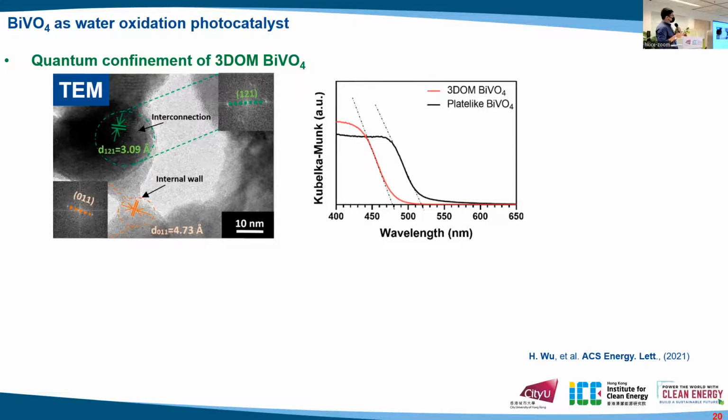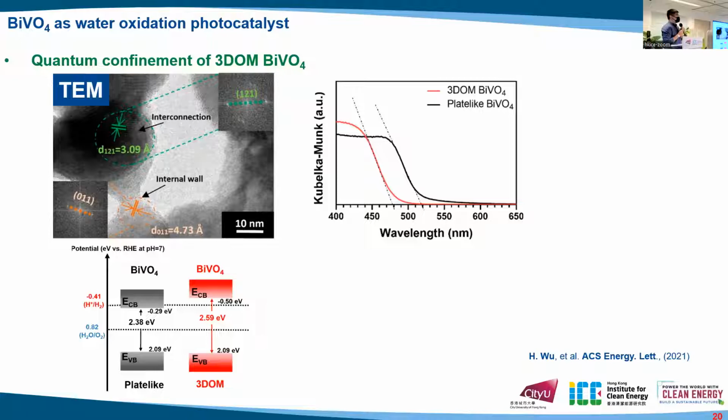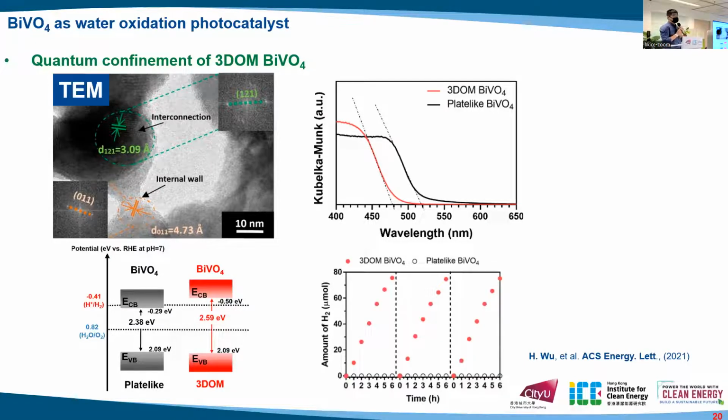And combining with the UPS results, we determined the energy band positions of both samples. We found that, arising from the quantum confinement effect, which uplifted the conduction band position, the 3D dome bismuth oxide is now thermodynamically favorable for the hydrogen evolution reaction, which has rarely been reported in the literature. In the literature, bismuth oxide is widely reported as an efficient catalyst for water oxidation, but rarely used for hydrogen evolution. So to further prove such an effect, we did the hydrogen evolution activity test on our samples.